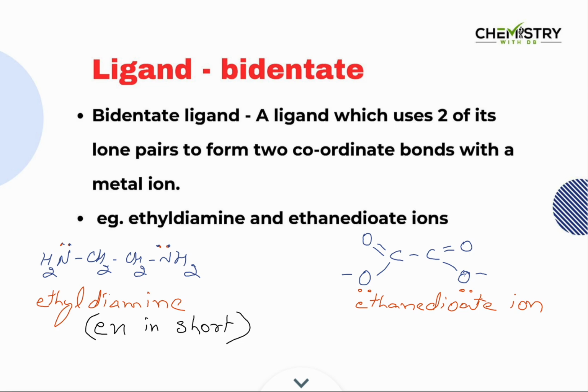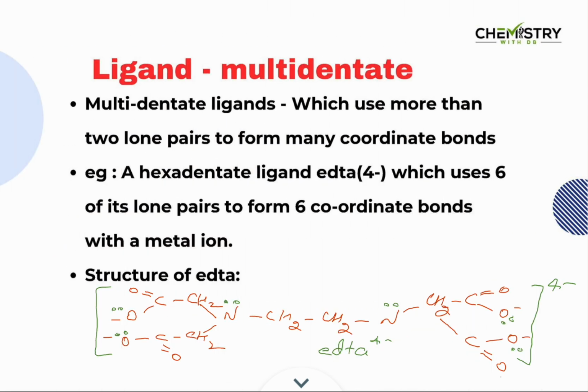Similarly, ethanedioate ions, so you can see that there are two oxygens and two lone pairs. So these can form two coordinate bonds per ligand. Next is the multidentate ligand or polydentate ligand, which uses more than two lone pairs to form many coordinate bonds. At A levels, you will be looking at a hexadentate ligand, which is EDTA 4 minus, which uses six of its lone pairs to form six coordinate bonds with a metal ion.